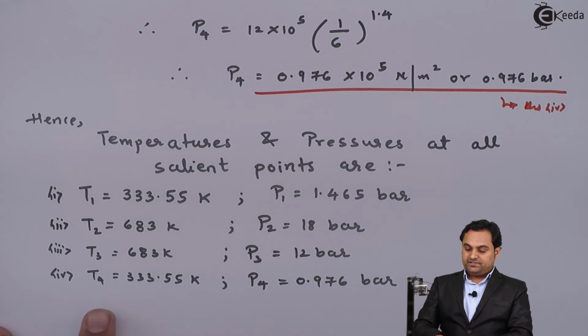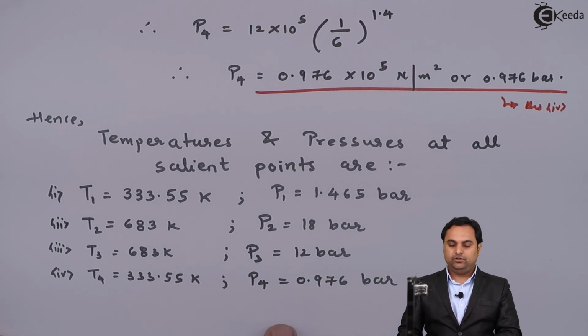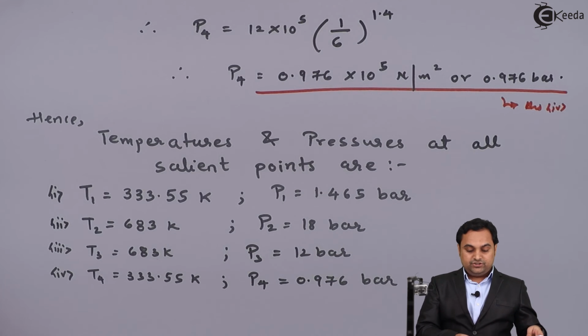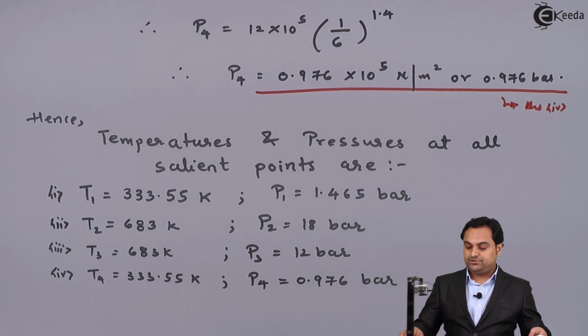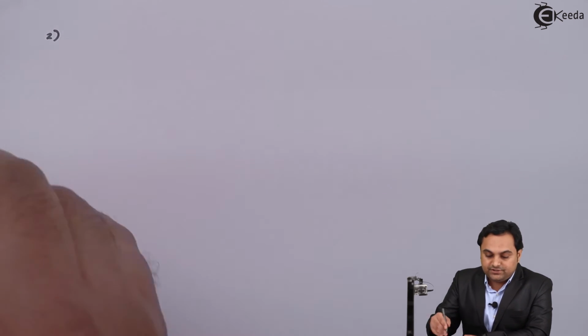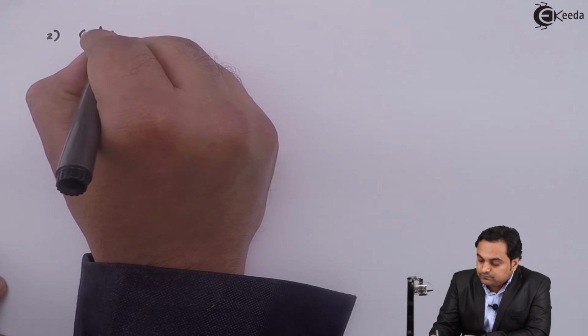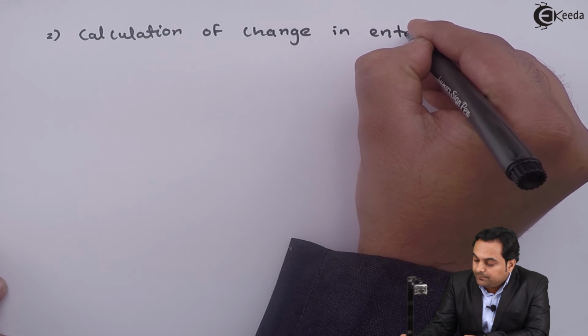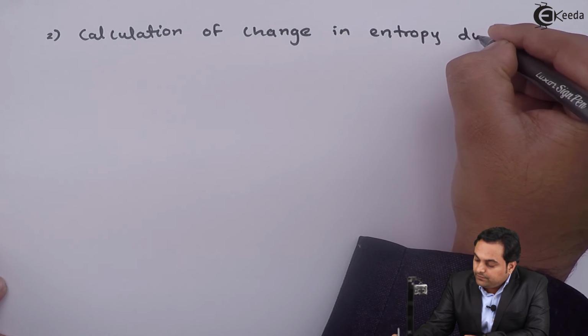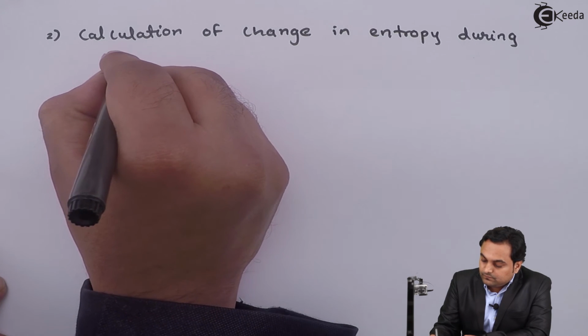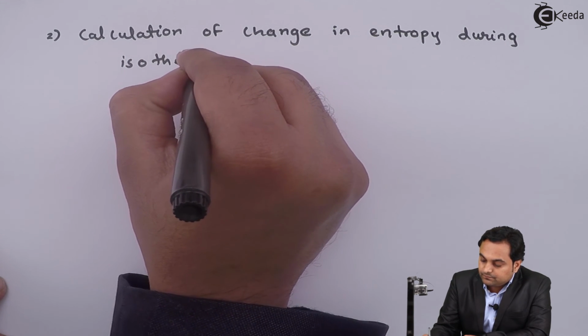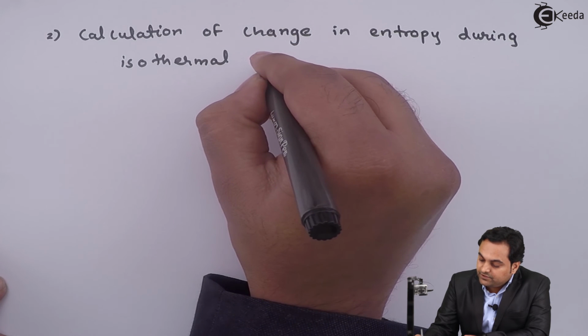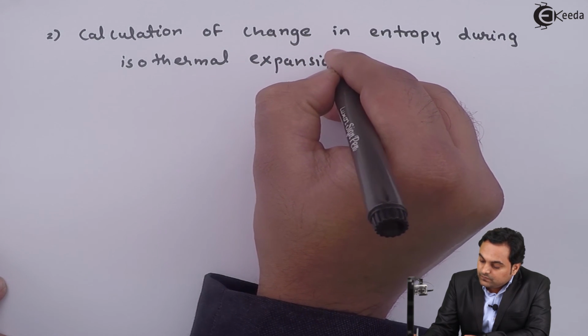So now, once I have calculated the temperatures and pressure values at all salient points, the second question was the change in entropy during the isothermal expansion process. So I'll go for that. The second part in the question is calculation of change in entropy during isothermal expansion process.